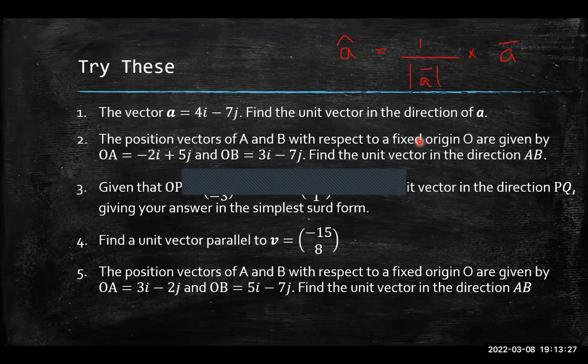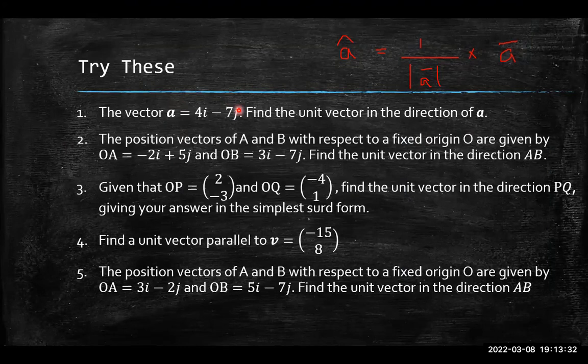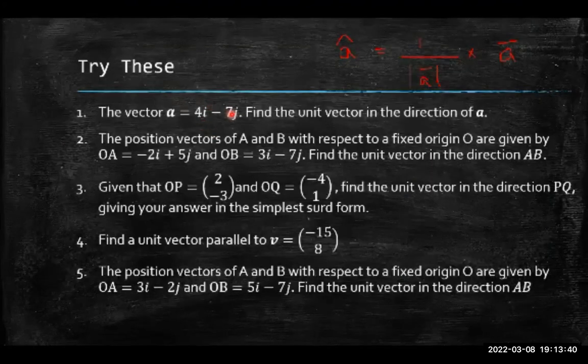Let me just read the question one more time. The vector A is equal to 4i hat minus 7j hat. So Zafira, since you weren't here when I was talking about this, this is how you represent a unit vector, right? In terms of i hat. Okay, when I say i hat, I mean this, right? Like it's really supposed to be looking like this.